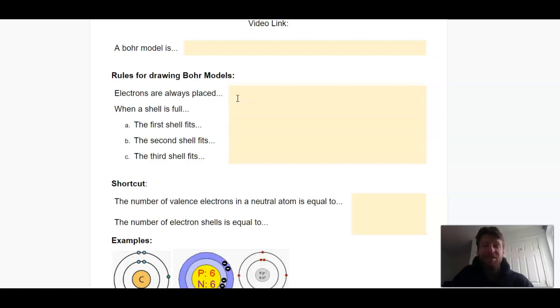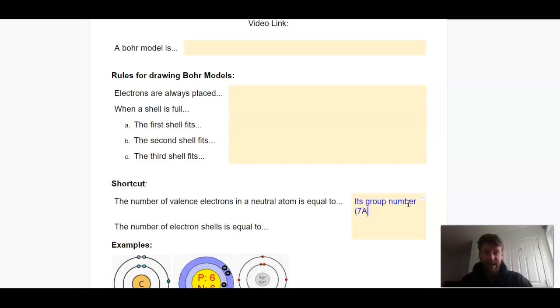However, that takes a long time. There is a shortcut. The number of valence electrons in a neutral atom is equal to its group number. So for example, a 7A element has 7 valence electrons.